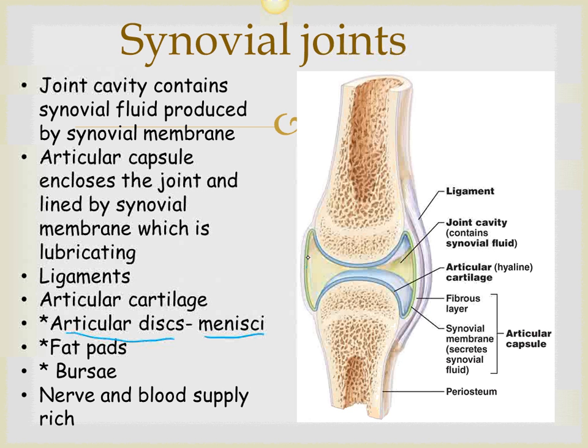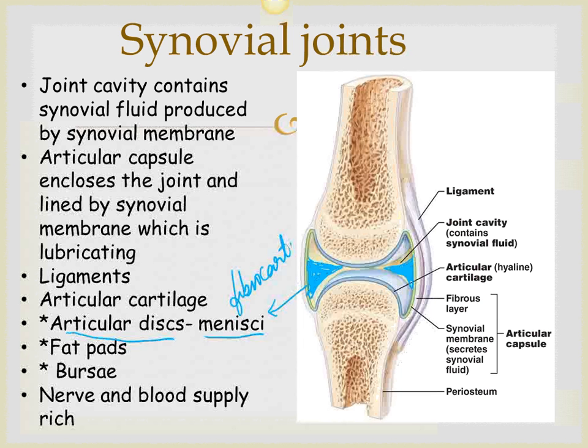So for example, in the knee joint, you will have a fibrocartilaginous disc which is present inside like this. It's known as a meniscus. It's present inside the joint cavity itself. So this is a meniscus which is seen in the knee joint. It is fibrocartilage in nature, and I have a picture showing you that.